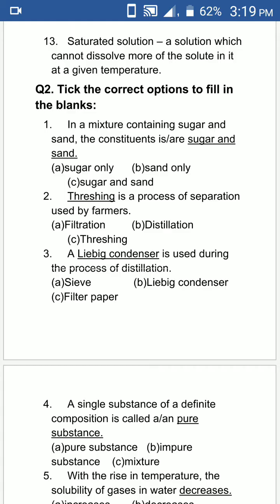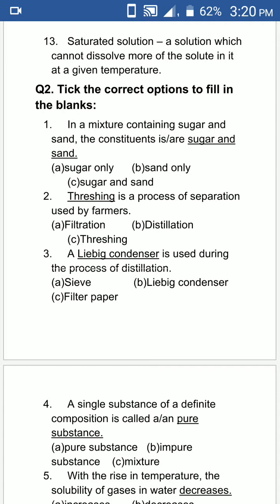Second is, dash is a process of separation used by farmers. Options are A, filtration; B, distillation; C, threshing. So the answer is threshing, C. Threshing.